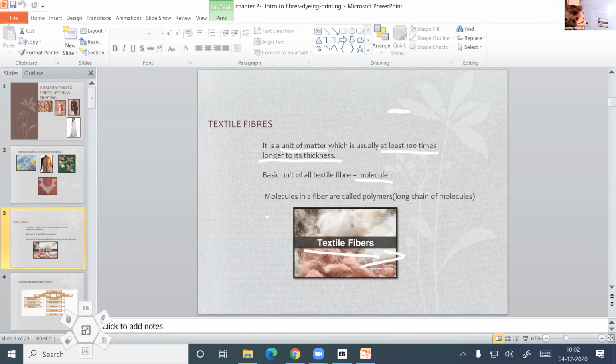And the molecules in the fiber are called polymers. That is the long chain of molecules. See, the molecules in a fiber are called polymers. You can see textile fiber here without the cleaning process. Fibers will be like this. Cotton, you have seen cotton and all, right? It is the simplest example, cotton.